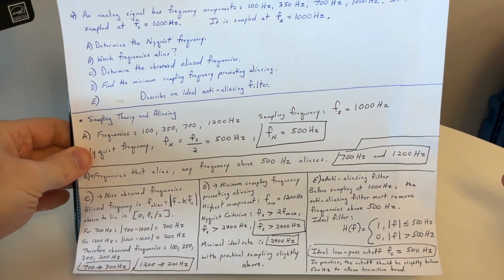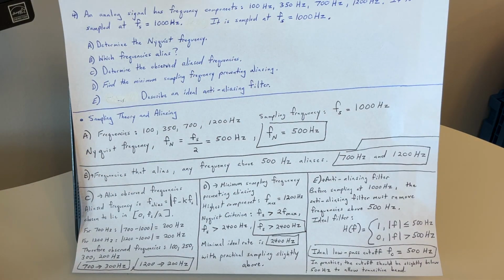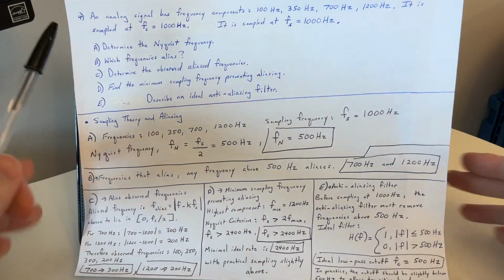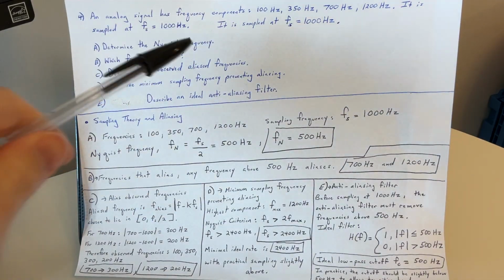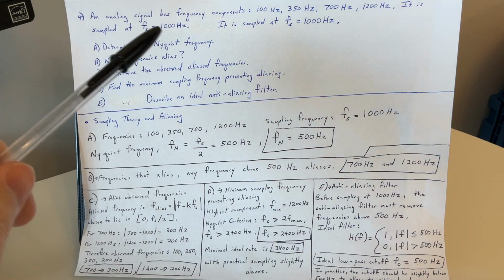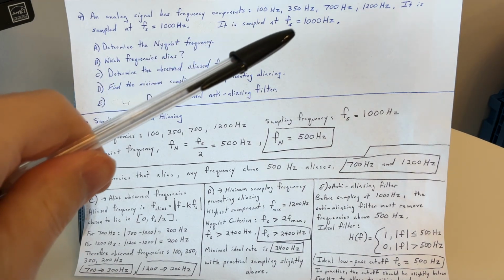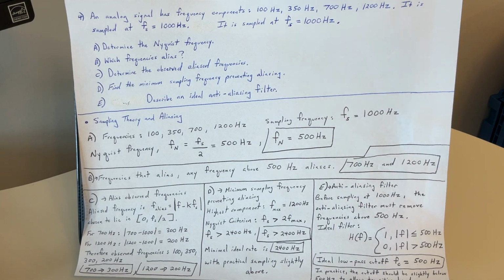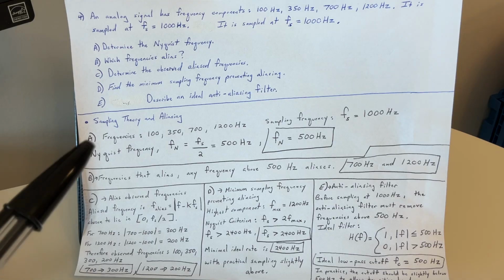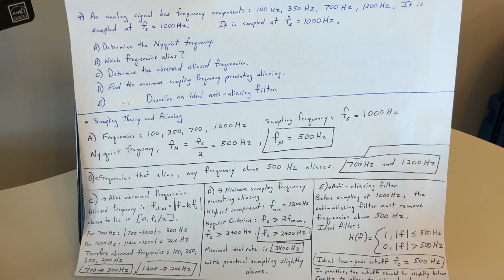Okay, so we have an analog signal with the following frequency components: 100 hertz, 350 hertz, 700 hertz, 1200 hertz, sampled at f sub s equals 1000 hertz. Determine the Nyquist frequency. So this is sampling theory and aliasing.